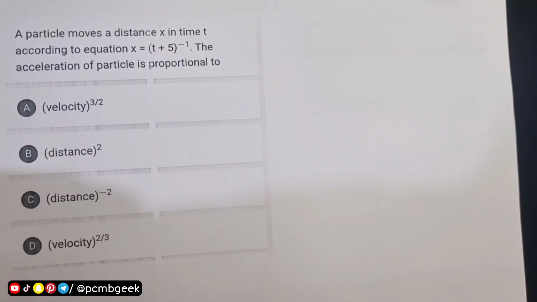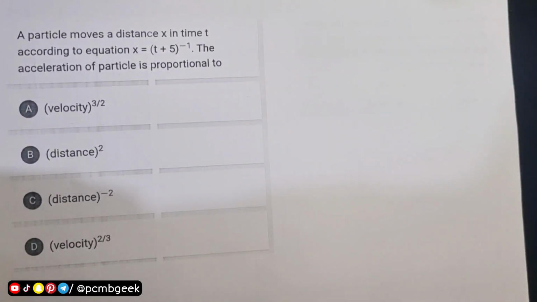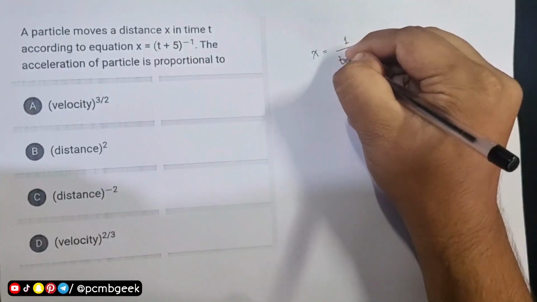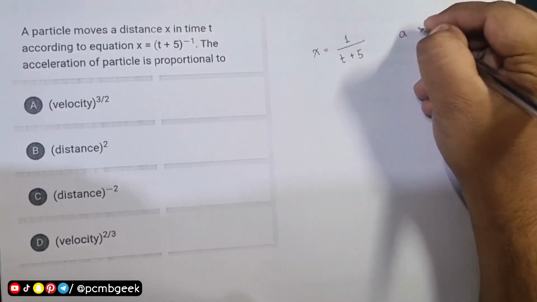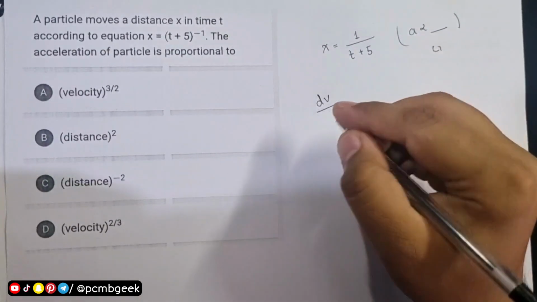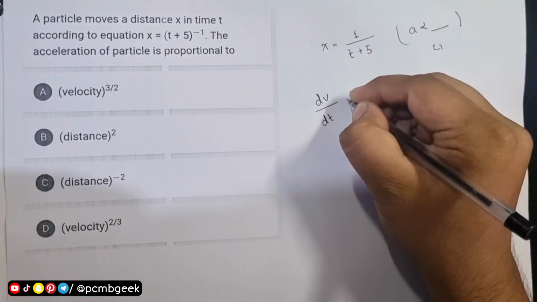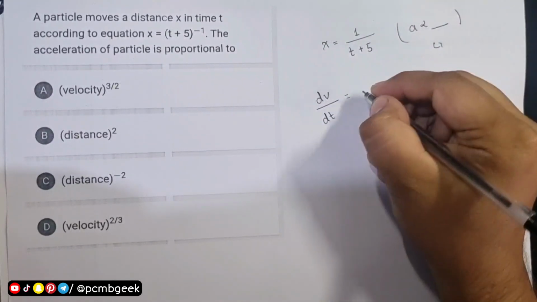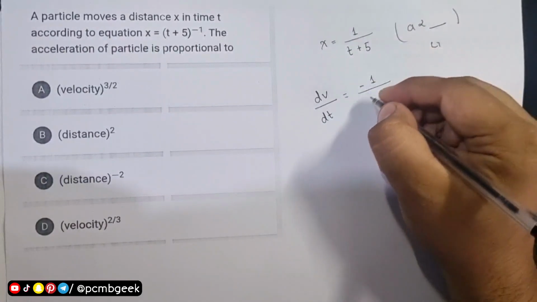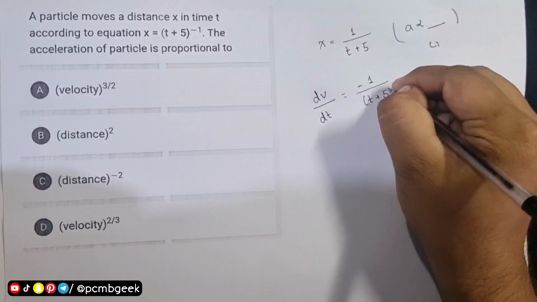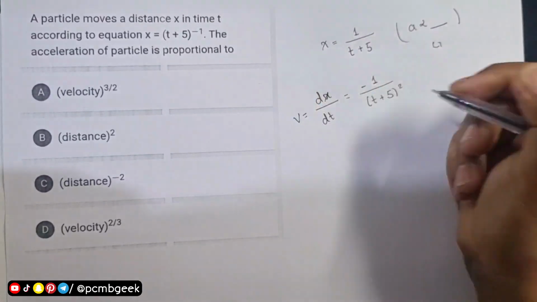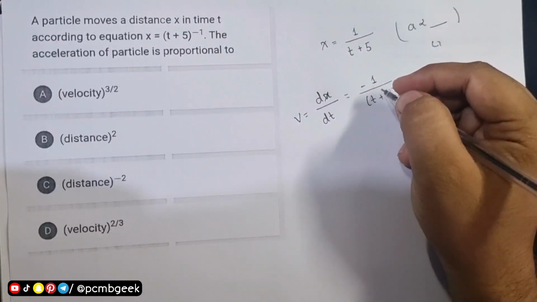A particle moves a distance x in time t according to the equation x equals 1 upon t plus 5. Then acceleration is proportional to, this is our question, right? Let's start with what its velocity would be. If I simply differentiate it, I get dx by dt, that is nothing but our velocity, equals negative of 1 upon t plus 5 whole square.